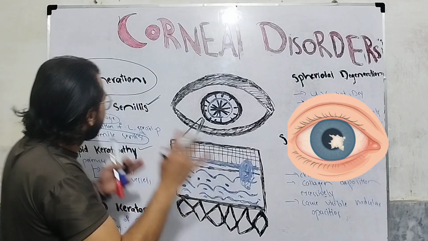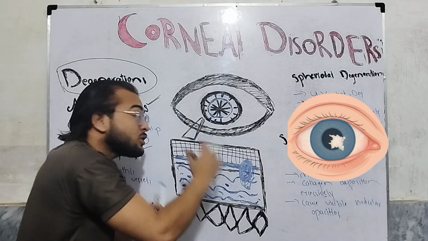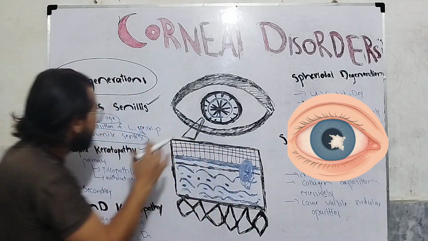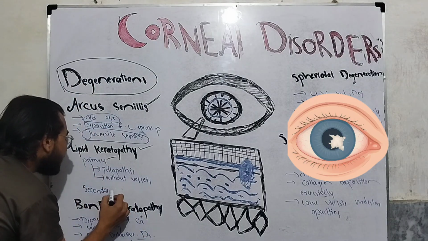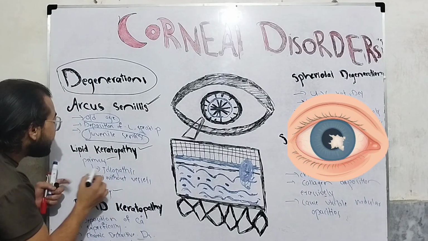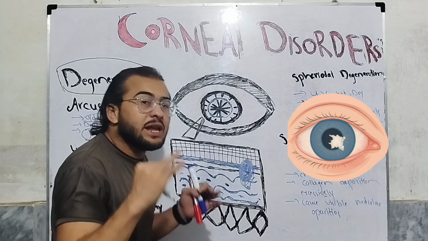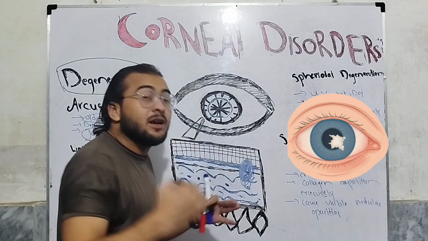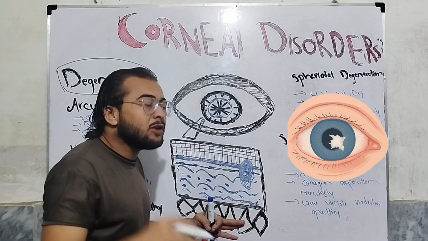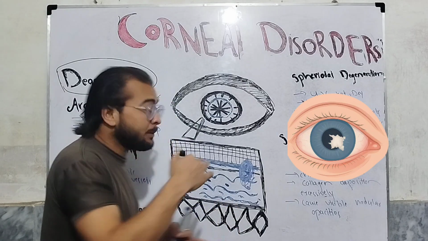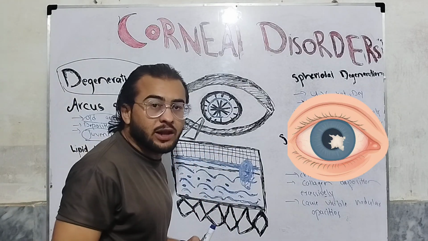Lipid keratopathy is also the deposition of lipids in the cornea, but for different reasons. Okay. It can be primary or secondary. In primary lipid keratopathy, we do not know the exact reason or etiology, but there is the deposition of lipids, okay? We do not know why and how the lipids are deposited in the cornea.